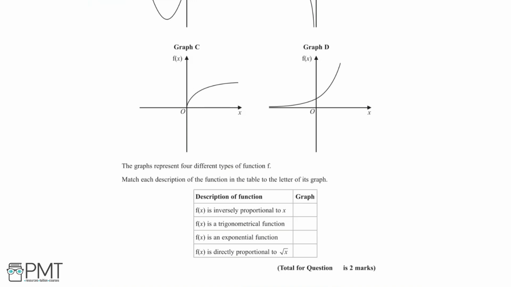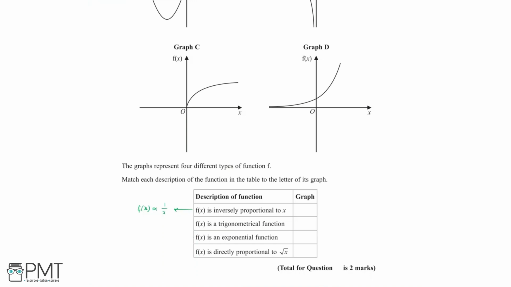Now we have 4 descriptions in the table. We have f of x is inversely proportional to x, f of x is a trigonometrical function, f of x is an exponential function, and f of x is directly proportional to the square root of x. Now let's make a note on the table about what each of these descriptions really mean. If f of x is inversely proportional to x, we know that f of x is directly proportional to 1 over x. And that swirly sign that looks like an incomplete infinity sign is the symbol for proportionality, so this means that f of x is directly proportional to 1 over x.